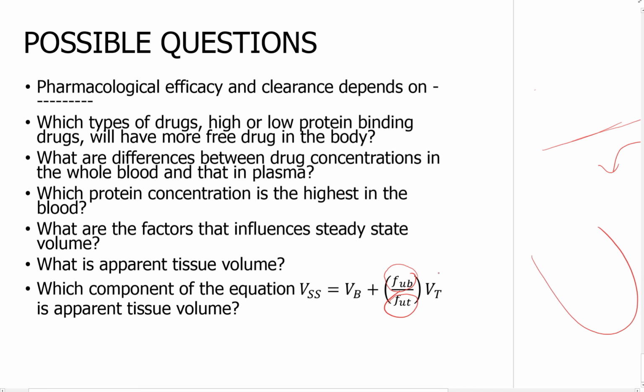What is apparent tissue volume? In this equation, this would be called apparent tissue volume. Again, which component of the equation is called this? This is the component of this equation. I am emphasizing this because sometimes you have to do the calculation, so you need to remember that when we have this data, you get confused about what I am going to calculate. In fact, you have to calculate this entire thing.